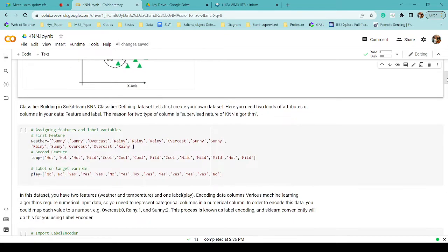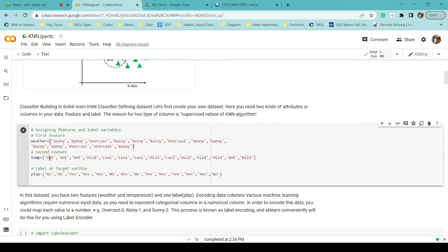So let's begin with the very basic data set. Suppose we have to tell a kid whether you can go for play or you cannot go for play. There are some conditions for that, and we defined those conditions in terms of weather and temperature. So what I'm saying is, if it is sunny and hot, then you should not go for play. Similarly, if it is sunny and hot, again you should not go. But if it is overcast and hot, you can go out to play.